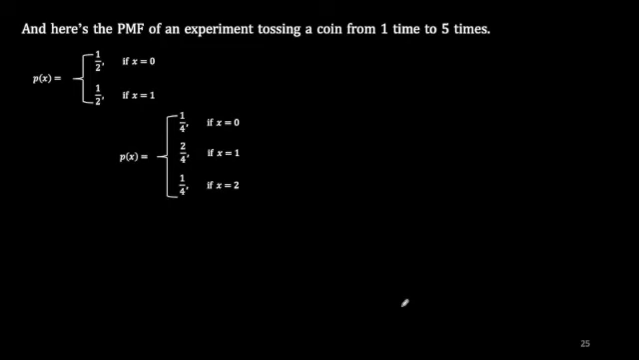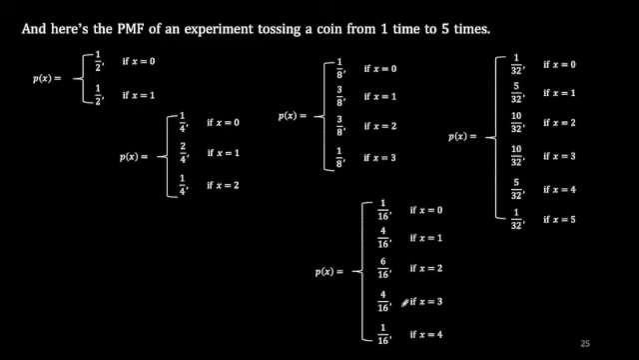And here's the PMF of an experiment tossing a coin from 1 time to 5 times. This is the PMF para sa nag-flip ka ng coin 1 time, 2 times, 3 times, 4 times, and 5 times. Kung makikita natin yung pattern sa PMF na to, ang denominators ay 2, 4, 8, 16, and 32. Nakukuha yan sa pamamagitan ng multiplication rule or yung theorem to natin last time.